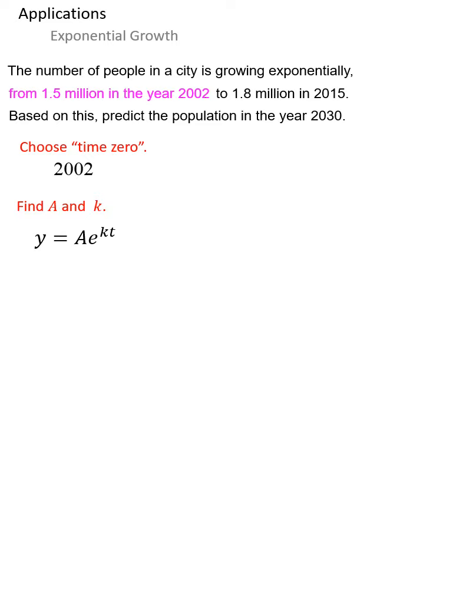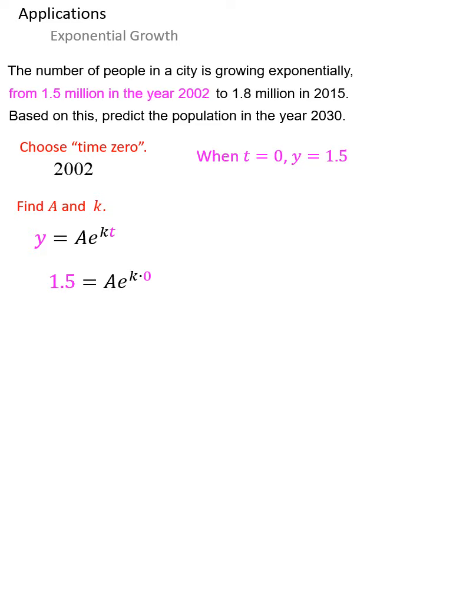Well, I'm going to convert that to a mathematical statement that I can use in my equation using the concept of time zero. If I've arbitrarily chosen 2002 as time zero, then I can make the statement that when time is 0, y is 1.5. I'm going to use y as 1.5 instead of 1.5 million, and just remember that y is measured in millions. So now I'm going to take that and plug them into the equation, as you can see I've done here.